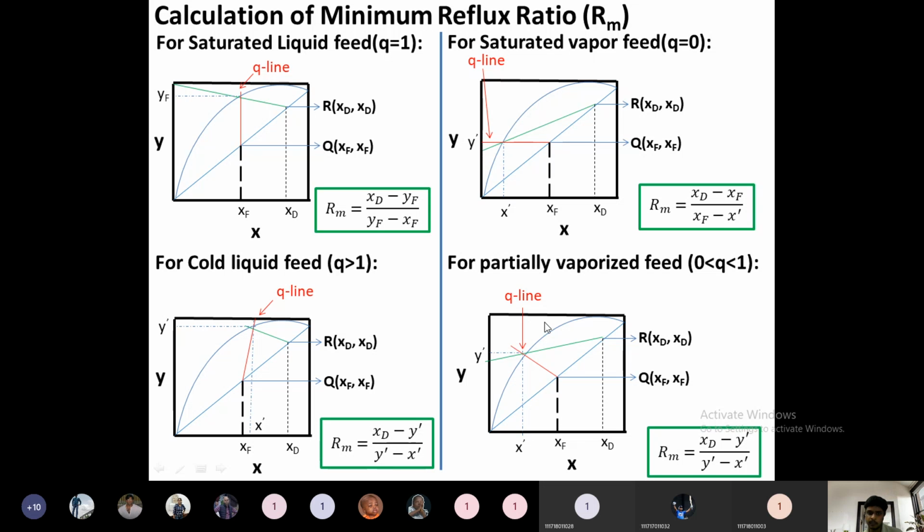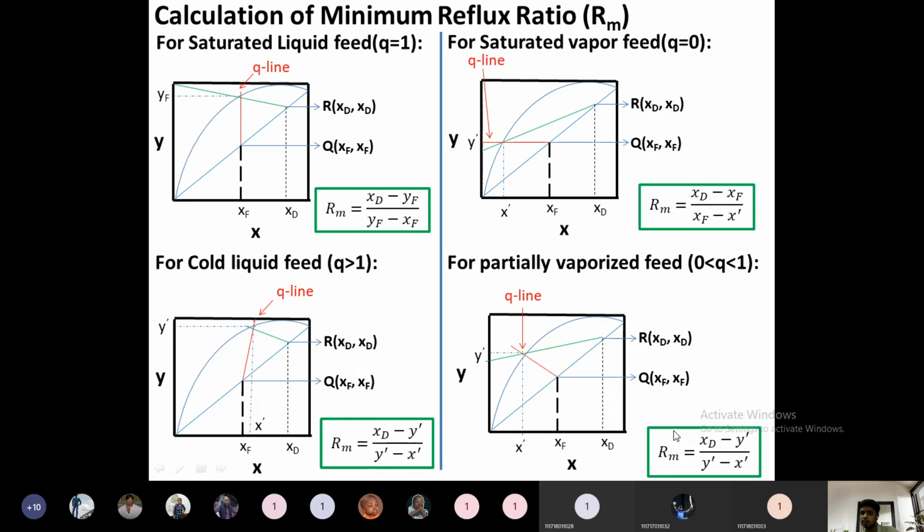The q line for this type of case, where q is in between 0 and 1, will look like this. Then the intersection point between the top section operating line and the q line will be taken as the feed composition. It is projected towards the x-axis, and it is called x dash. The intersection point projected towards the y-axis is called y dash. Then the slope of this operating line, the green line, will be equated to the slope Rm by Rm plus 1. Then after final rearrangement of that equation, we will obtain this equation.